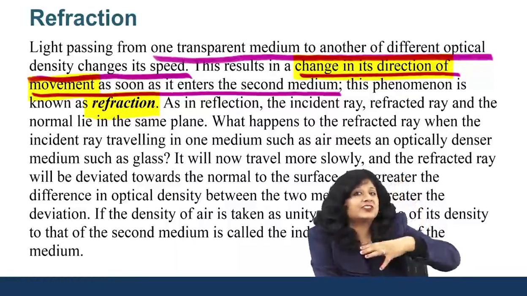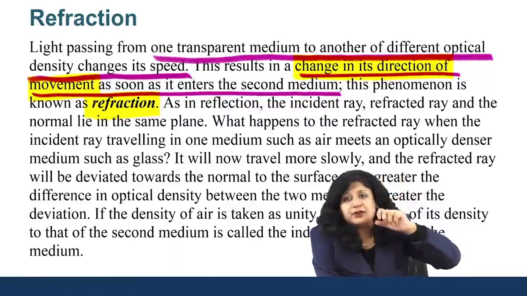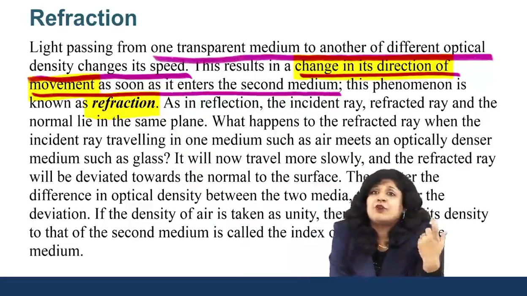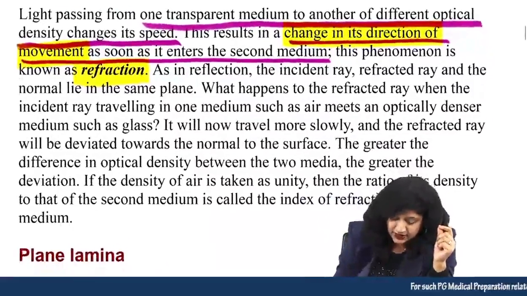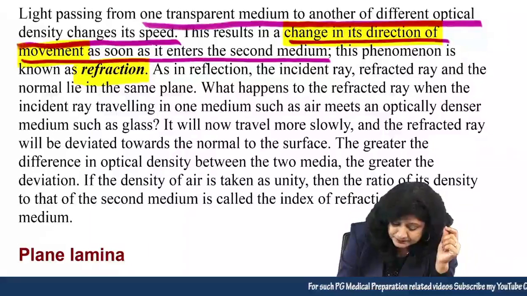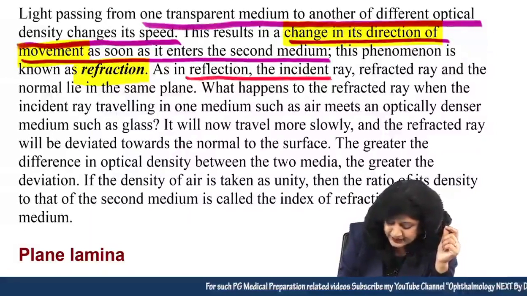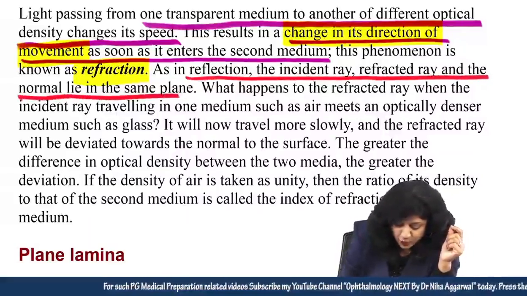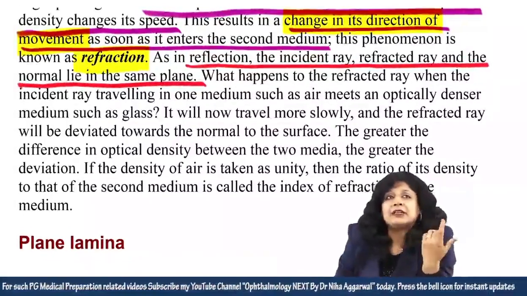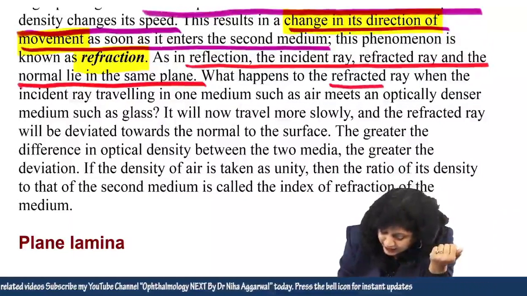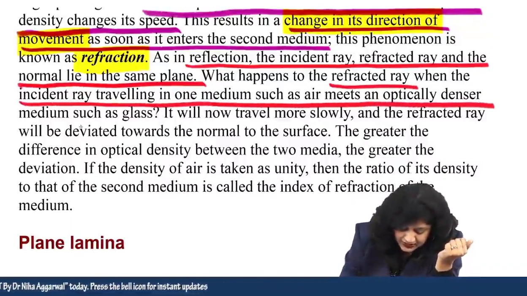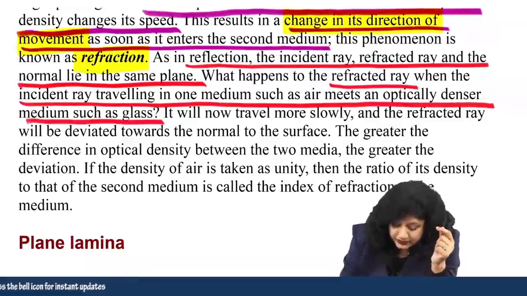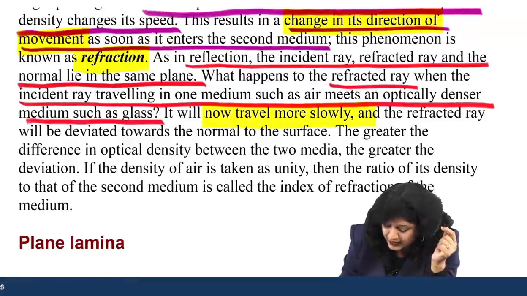When it was not changing its direction, it was just bouncing back, that was your reflection. But if it is changing its direction while it is passing from one medium to another, then that is called refraction. As in reflection, this thing will remain the same: the incident ray, refracted ray and the normal all lie in the same plane. Now what will happen in cases of refraction? When the incident ray traveling in one medium such as air meets an optically denser medium such as glass, what will happen? It will now travel more slowly and the refracted ray will be deviated towards the normal to the surface.